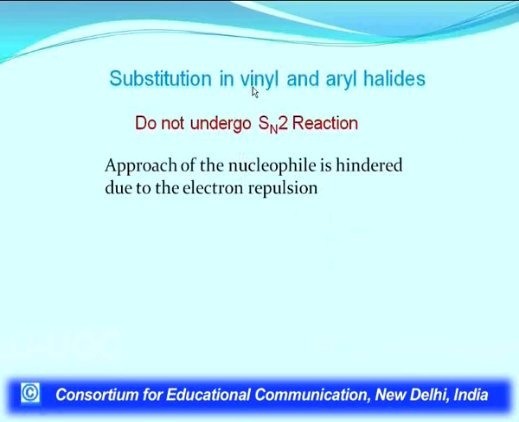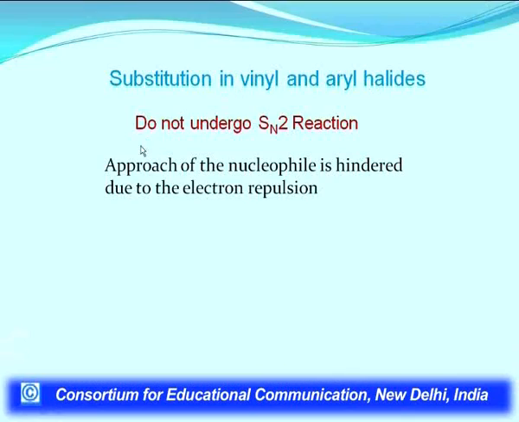Then in case of vinyl halides and aryl halides, they do not undergo SN2 reaction because the approach of the nucleophile is hindered due to electron repulsion. Aryl halides means the halogen is attached directly to a benzene ring, and vinyl halides means the halogen is attached to a carbon which is attached to another carbon by a double bond.